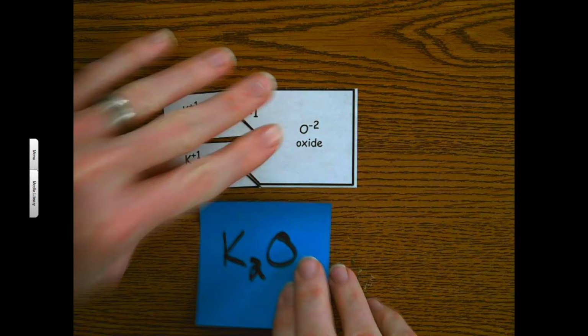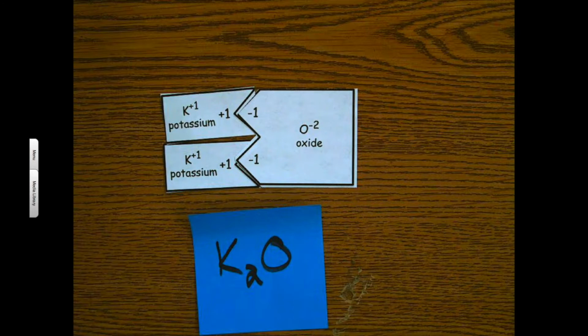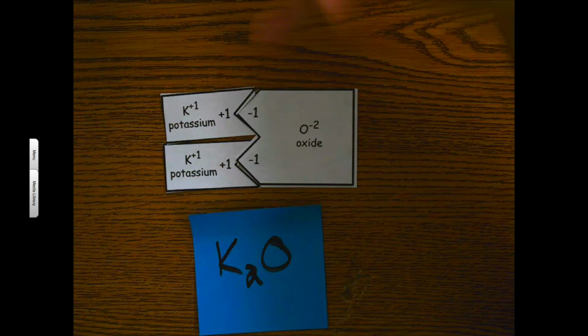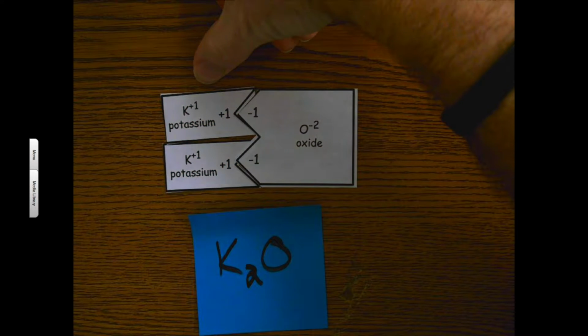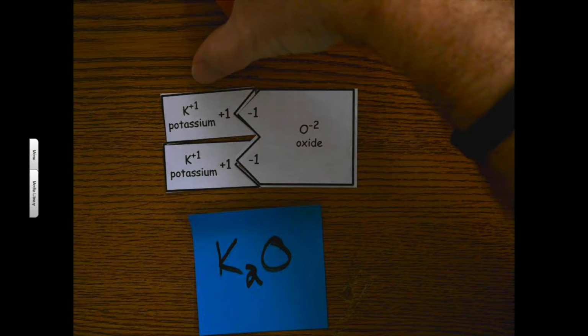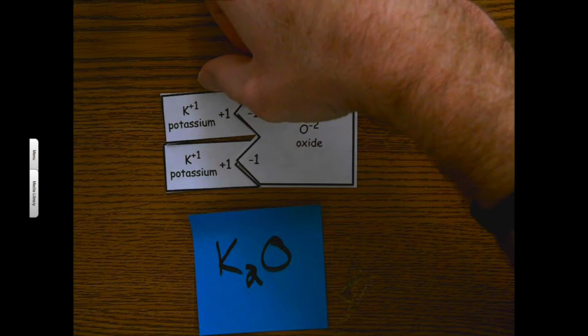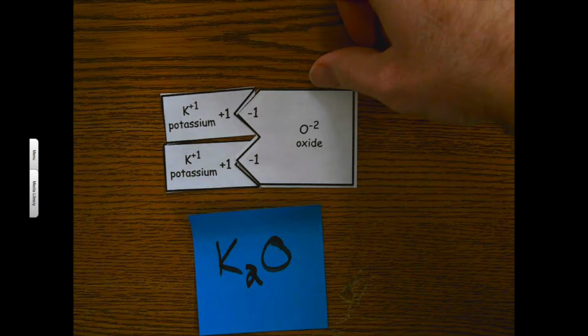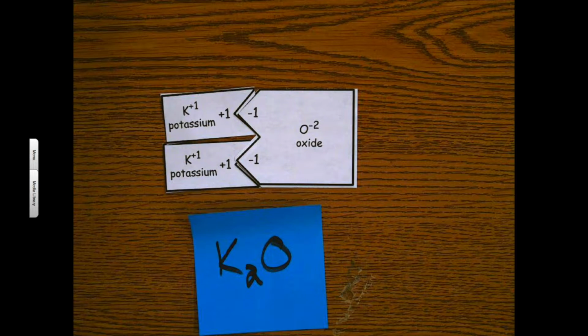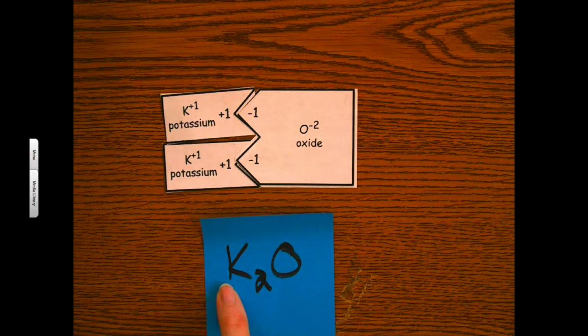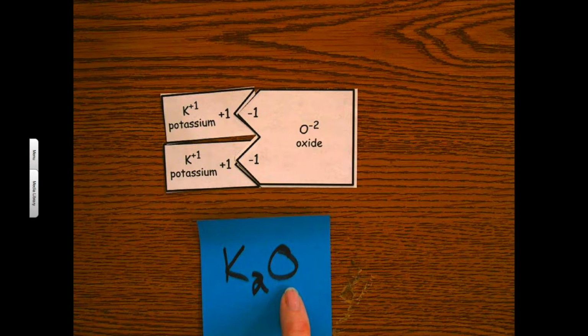Let's scoot that up so you guys can see it. K2O. See how that works? And that's saying that there were two potassiums, and you had two positive 1 charges, and then one negative 2 charge to cancel everything out. That's what that's saying. All right, so we had to have 2 potassiums for every 1 oxygen.